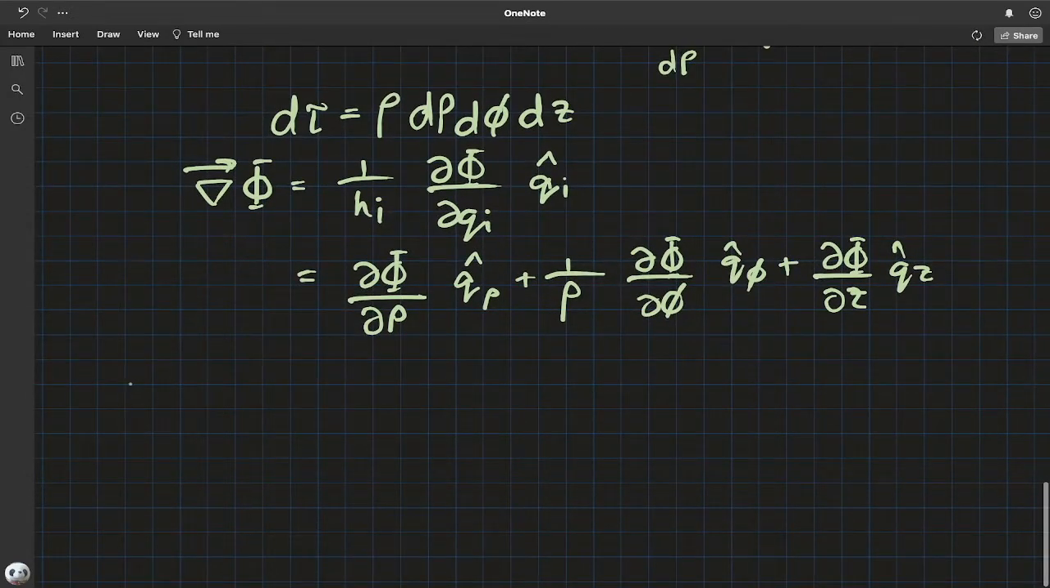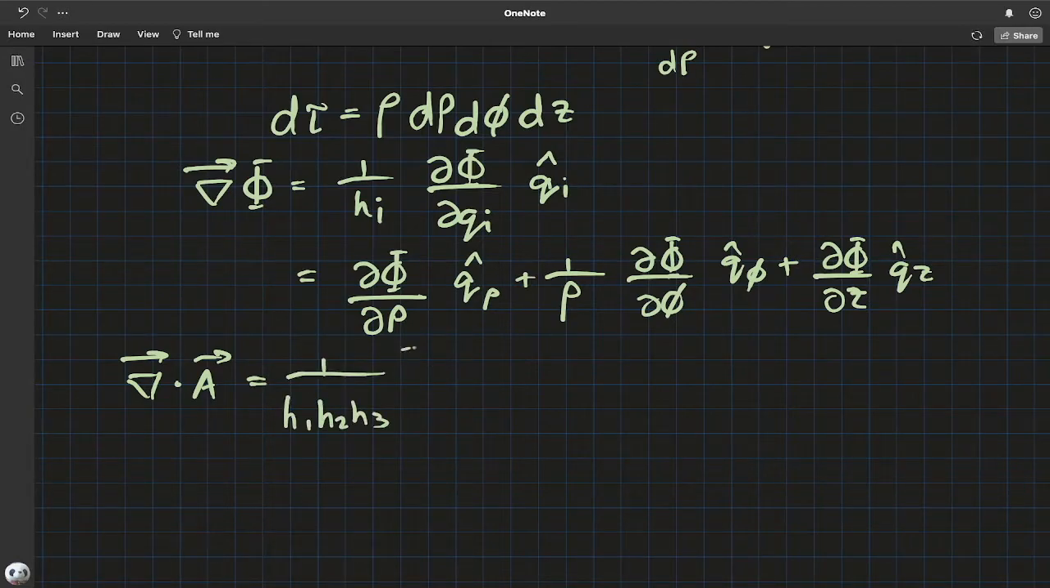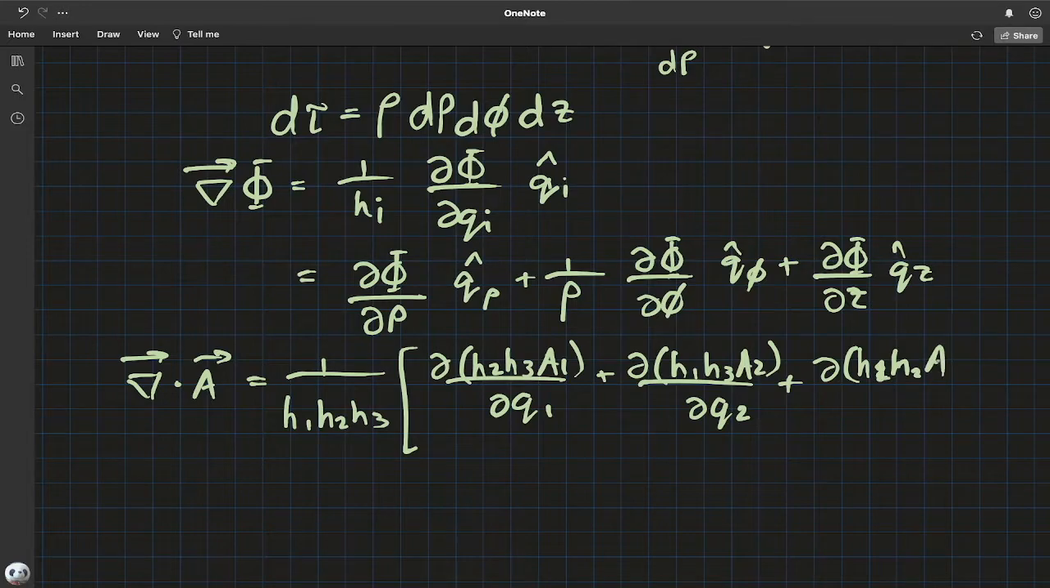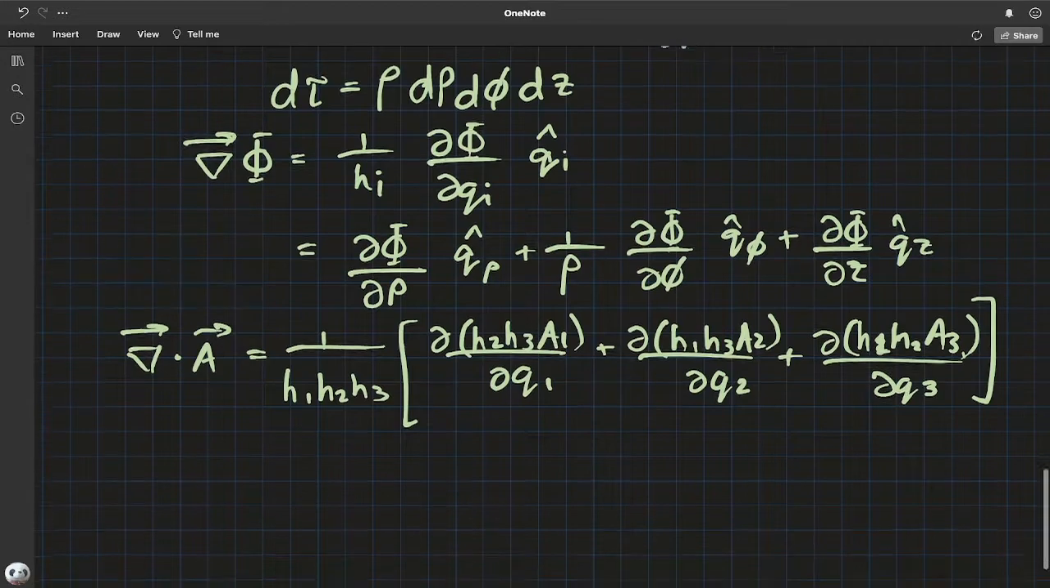Okay, what is the divergence of some vector field A in this system? If you remember correctly, the formula for the divergence is 1 over h1 h2 h3 times partial h2 h3 a1 with respect to q1, plus partial h1 h3 a2 with respect to q2, plus partial h1 h2 a3 with respect to q3.